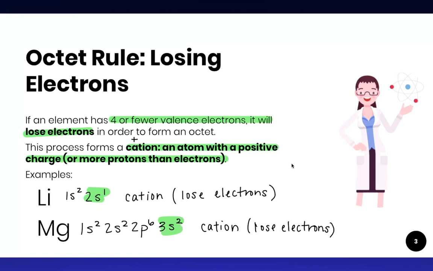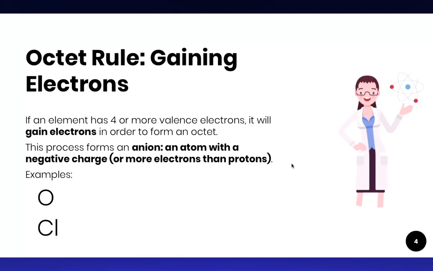Another way for an atom to form an octet is by gaining electrons. So if an element has 4 or more valence electrons, it will gain electrons in order to form an octet. Notice that number 4 was in both of these examples. That is because 4 is right in the middle. An atom with 4 valence electrons can lose 4 or gain 4, and both of those are the same amount of work. So it really depends on the type of bond that the atom is forming as to whether it will gain or lose them. It's a kind of flexible number of valence electrons to have.